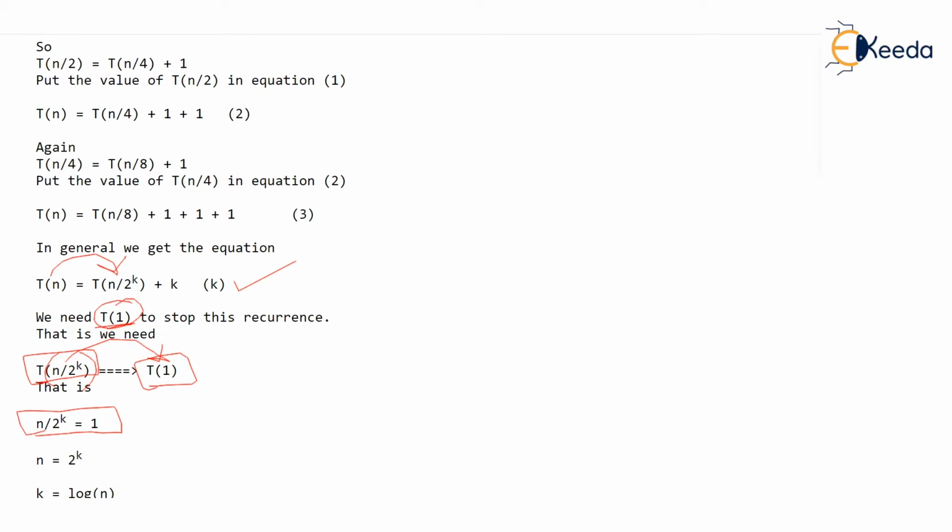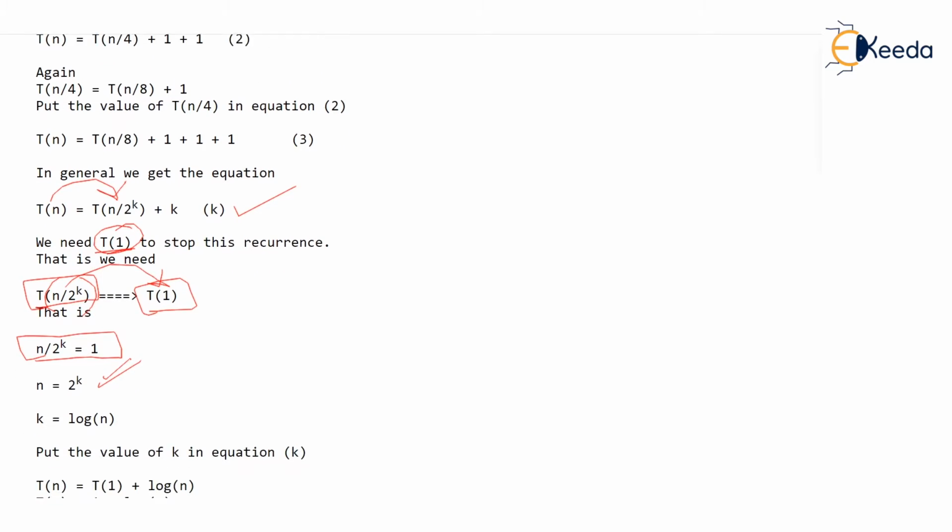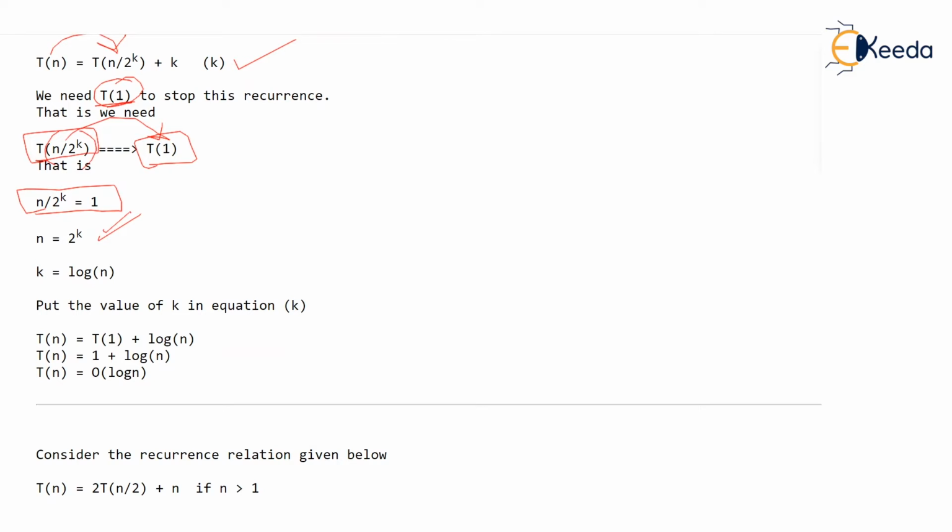That means n should become 2 raised to k, isn't it? Now, if n is equal to 2 raised to k, we are saying, then k is equal to log n. Of course, log n to the base 2, isn't it so? For example, 8 is 2 raised to 3, notice, yes, 8 is 2 raised to 3.